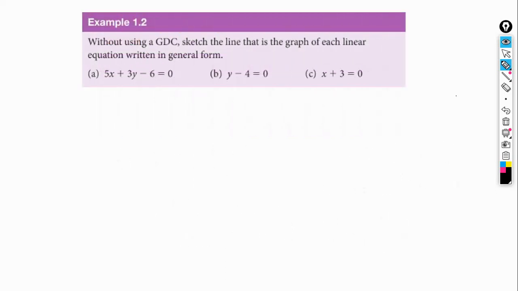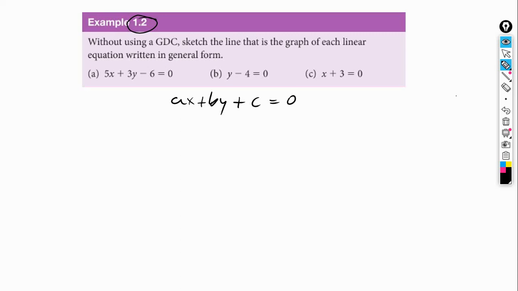So now we are in example 1.2, and it says without using a GDC. You're going to see the GDC a lot in the textbook. It means graphing display calculator. Sketch the line that is the graph of each linear equation written in general form. So what it's saying is that these equations are written in the so-called general form. The general form is ax plus by plus c equals 0.